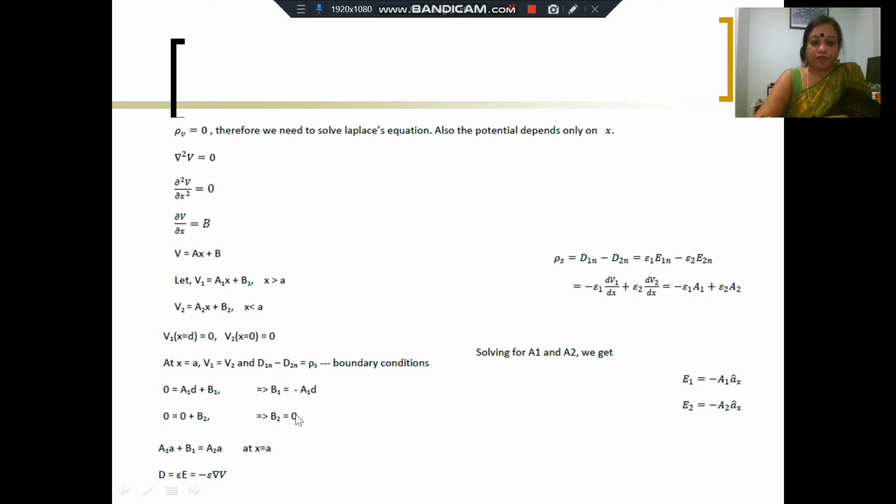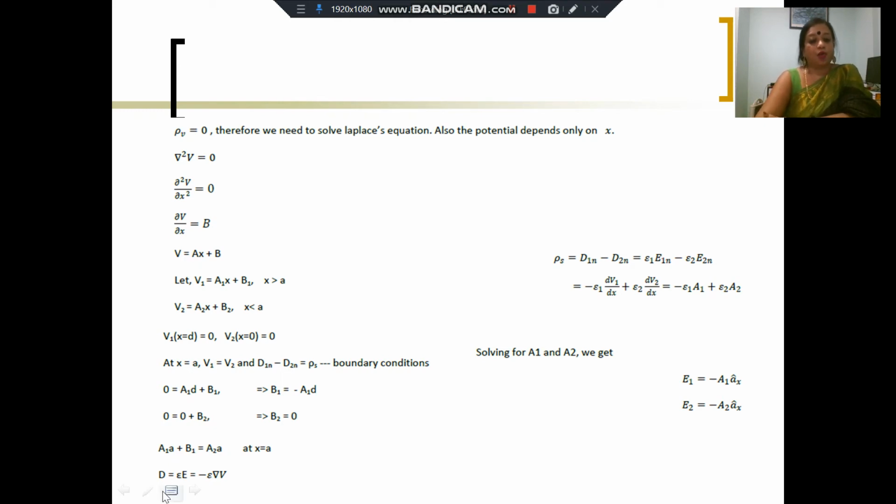Therefore, from this relation, I get an expression for V1 at x equal to a. At x equal to a, V1 is equal to a1 a plus b1. And from V2, I get that V2 is equal to a2 a from epsilon 2. And these two quantities, V1 and V2, must be equal at x equal to a. Therefore, a1 a plus b1 is equal to a2 a.